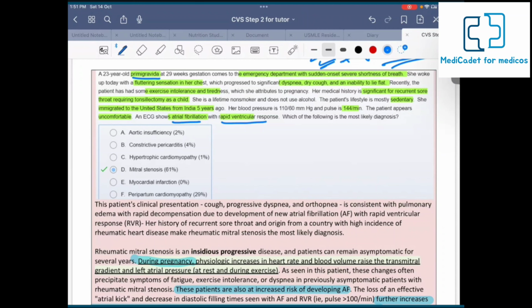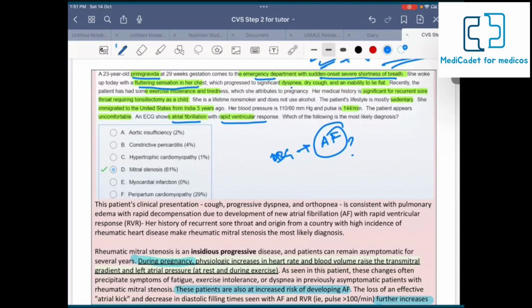Primigravida mother. This is an OBG question. Emergency department, sudden onset severe shortness of breath, fluttering sensation in the heart. So it's a pregnant mother presenting with AF. What is the cause of the AF? We have to find it.